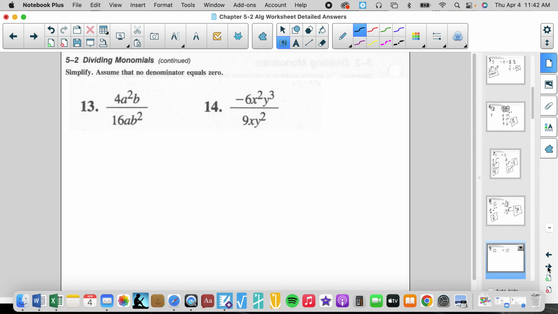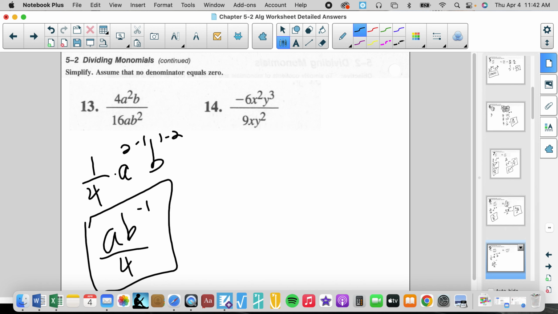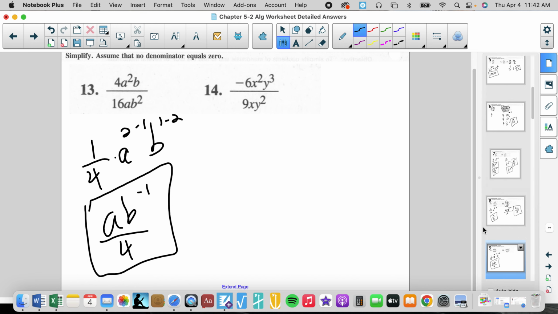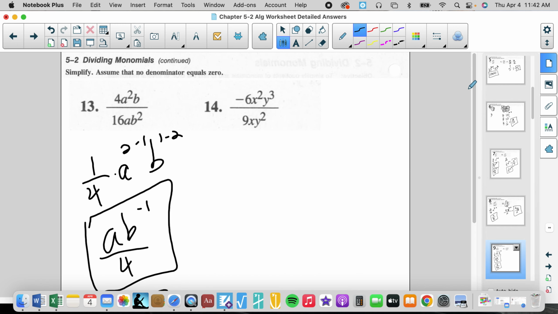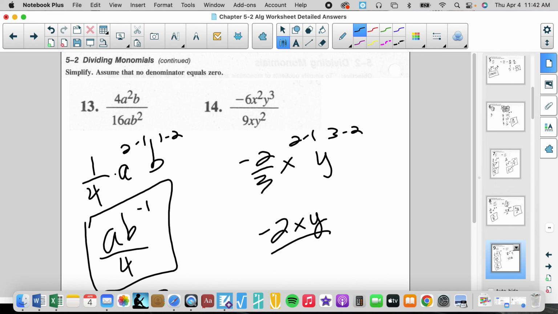I'm going to deal with the coefficients, 4 and 16, which gives me 1/4. A to the second minus 1, b to the 1 minus 2. So that gives me a, b to the negative 1 over 4, which, depending, doesn't say anything about no negative exponents, so that would be okay. But I would much rather do this. We'd move the negative exponent down into the denominator. That's going to be much easier. Negative 2/3, I have x to the second minus 1, y to the 3 minus 2. So that gives me negative 2xy over 3.